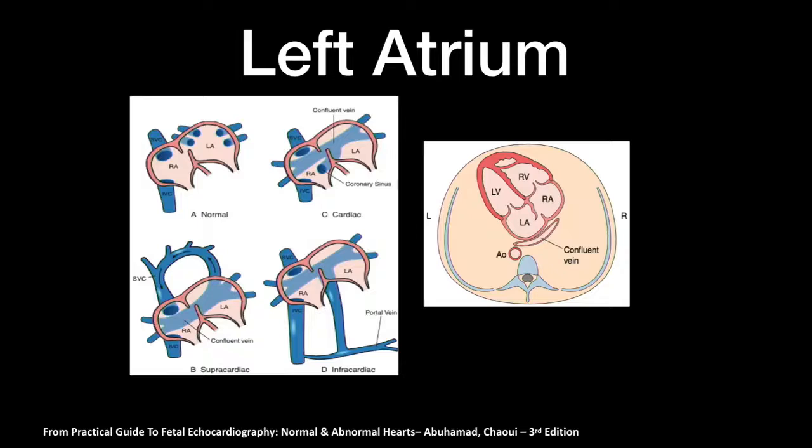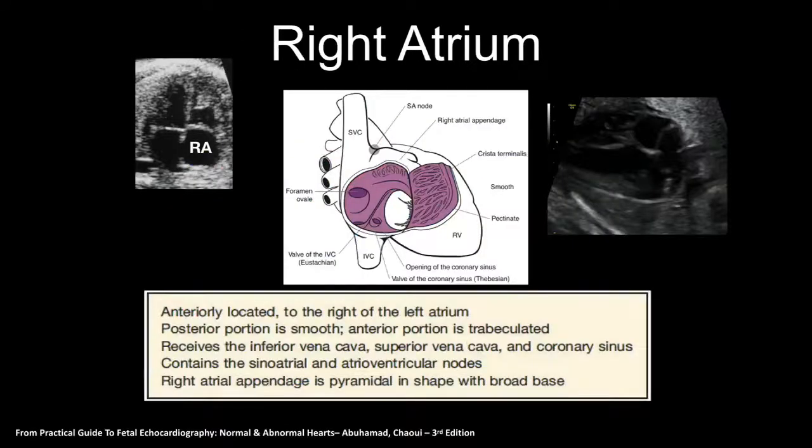Just to show you the importance of this, in the types of anomalous venous return, they all have this confluent vein that sits behind the left atrium. And it's really important as part of the 4-chamber view to make sure there's nothing like this behind the left atrium. The right atrium is anteriorly located.